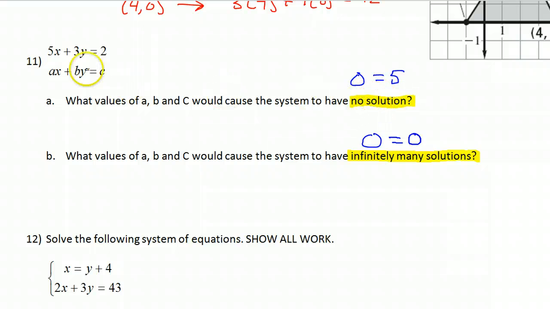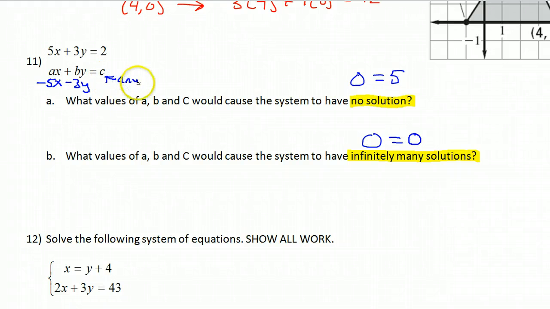So we want no solution. If we want no solution, we need the 5x to cancel out. So we need this to be -5x in order to cancel that out. We want the y's to cancel out as well. So we need a -3y in order to cancel out that. Okay, so far so good. That gives us our 0. Now our C can be anything other than -2.